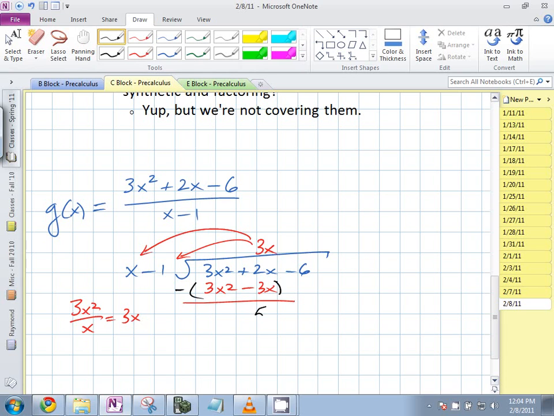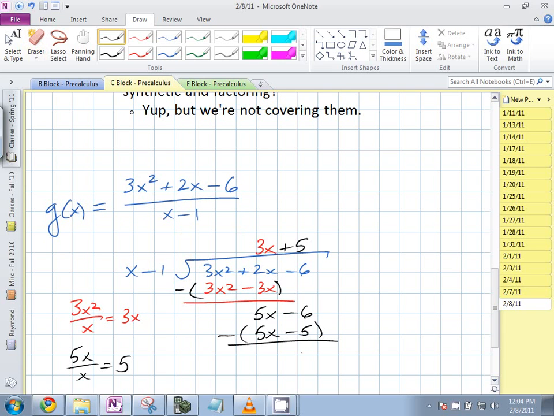5x. What do we drop down? Now we have 5x over x is, so plus 5, and we end up with now 5x minus what? So we actually came pretty close, didn't we? What do we end up with? Negative 1.